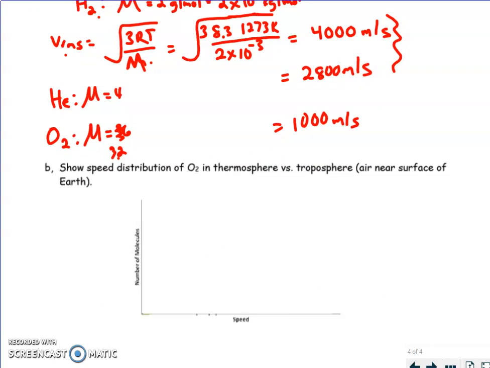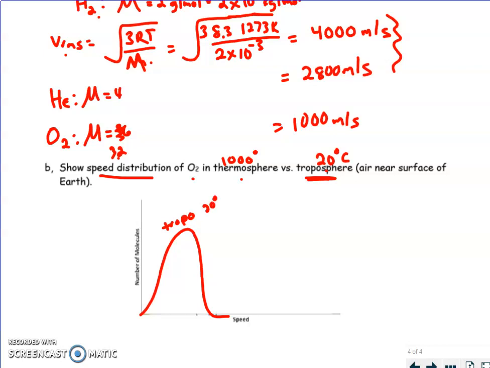Now, the next one says show a speed distribution, RMS distribution of O2 in the thermosphere versus the troposphere. So the troposphere is what's near the surface. And the surface of the Earth, let's say, is standard 20 degrees Celsius. Okay? So here again is 1,000. We just want to make sure you can contrast that. So for a low temperature, let's start with the troposphere. For a low temperature, we're going to expect a narrow, high peak. So something like this, which is kind of arbitrary there. And we'll just call that the tropo. And we might label that 20 Celsius or 293 Kelvin.